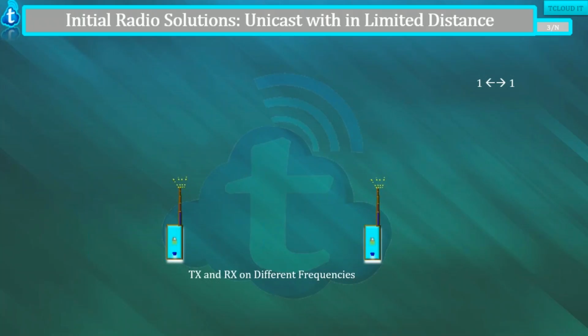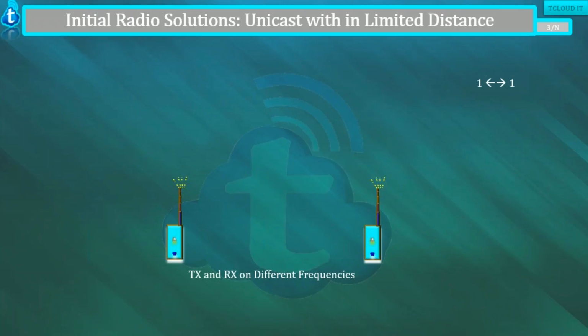But there are troubles also. What kind of trouble can we have here? What could be the maximum distance between these two walkie-talkies? That should be dependent on how much power these devices can generate. That is the first thing.